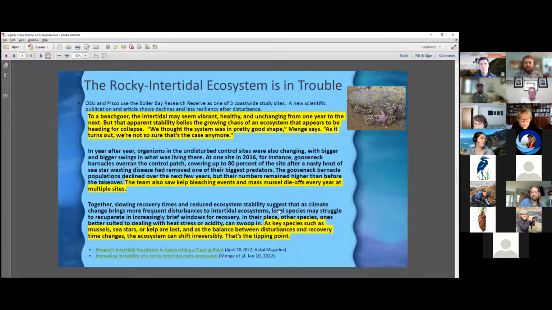These are attributed to the warming events, to current changes, natural events. But the only thing we may be able to do about it is to reduce stressors and to maintain these kelps and SAVs.